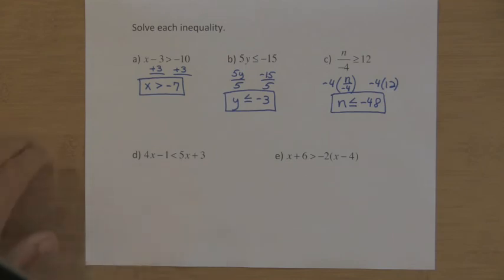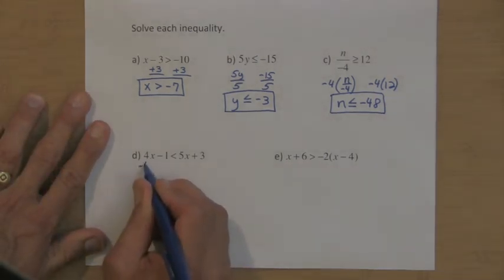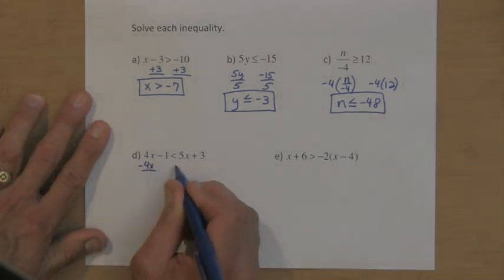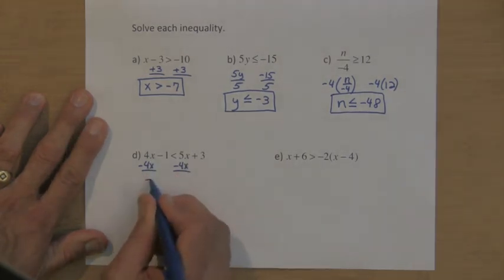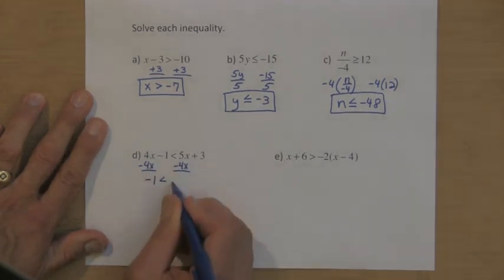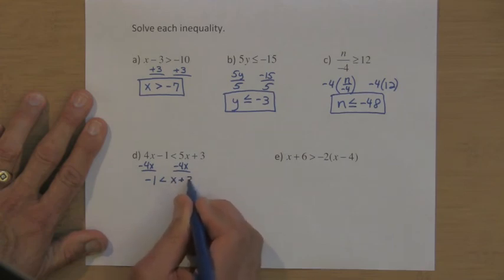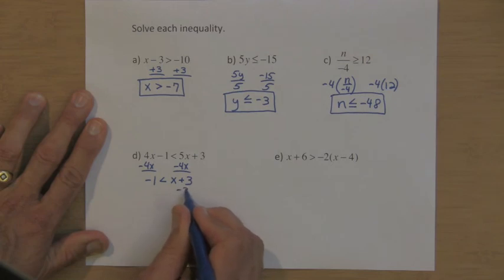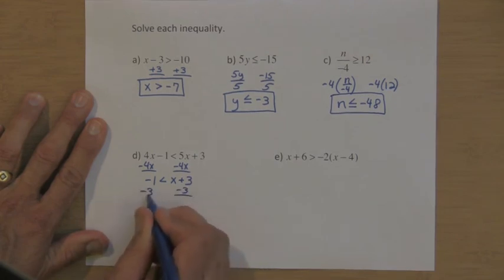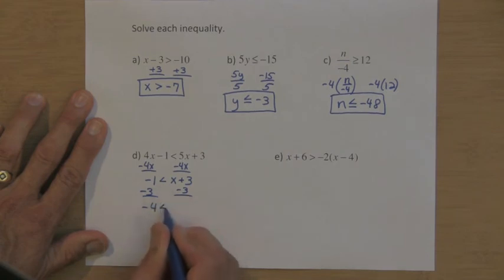Letter D, variables on both sides. I'm going to subtract 4x, to keep a positive number in front of the x after I do the step. So this makes 0. I get -1 is less than 5x minus 4x, which is x, plus 3. No sign change from subtraction. Now I subtract 3 from both sides to get x by itself. -1 minus 3 is -4. The less than sign stays the same.